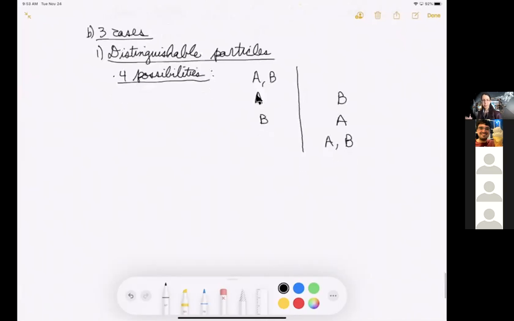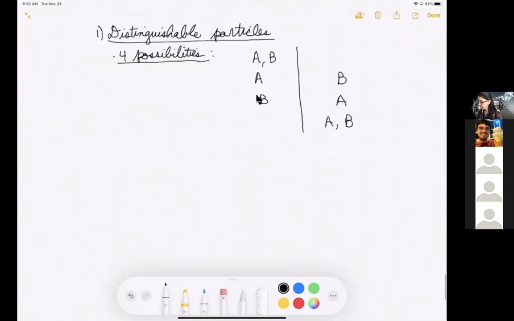All these possibilities are equally likely. So in 2 out of 4 cases, or half the cases, the particles are distributed unevenly. So we can extract work from the engine.